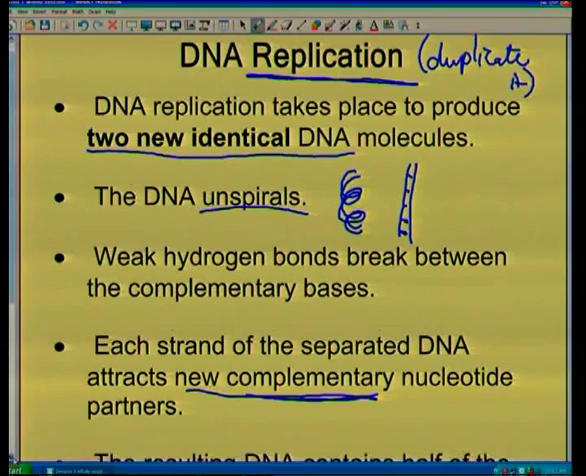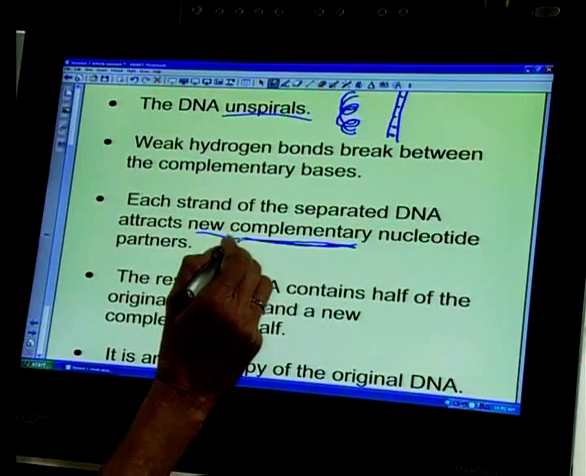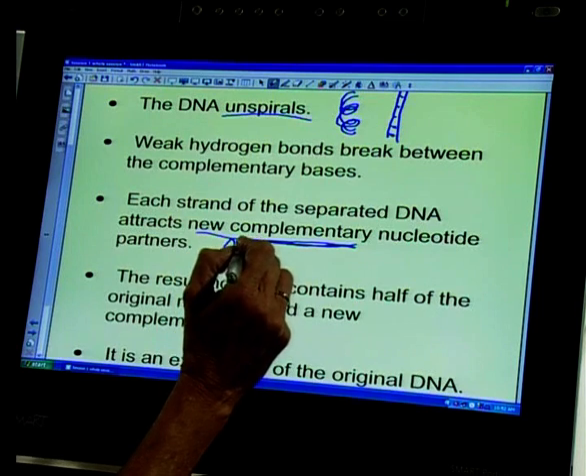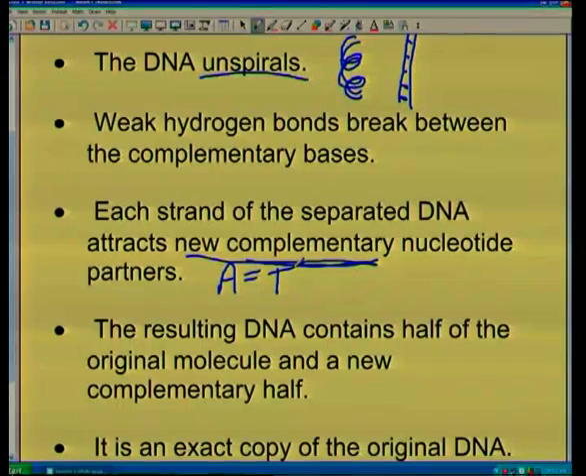Now, when we look at those complementary nucleotides, remember that adenine is always going to bond with thymine, all right? And cytosine will always bond with guanine. Just remember that, and then the other two are the two that are left over.